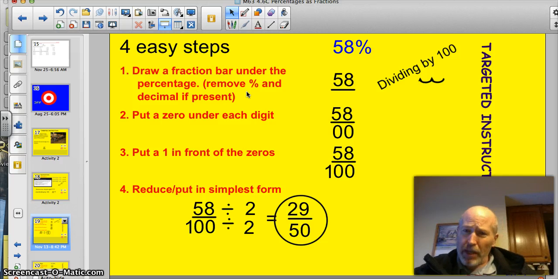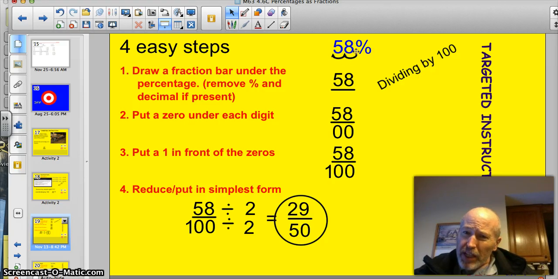I got 4 easy steps for doing this that work almost all the time. First of all, you just take a percentage, something like 58%, and you get rid of the percentage sign and you just write 58 and put a fraction bar underneath it. Then put a 0 under each digit and then put a 1 in front of it. 58 100ths. Really what you're doing is taking and dividing by 100.